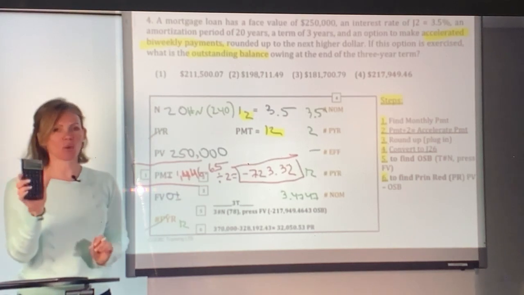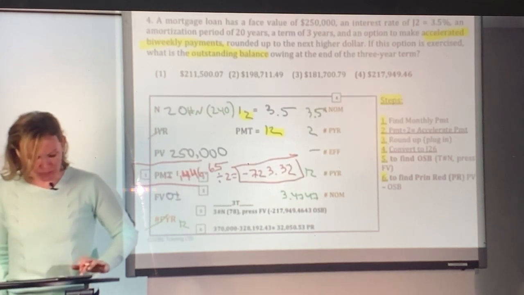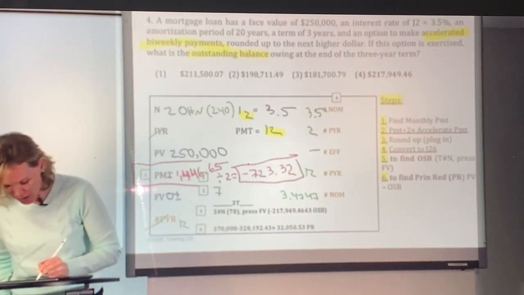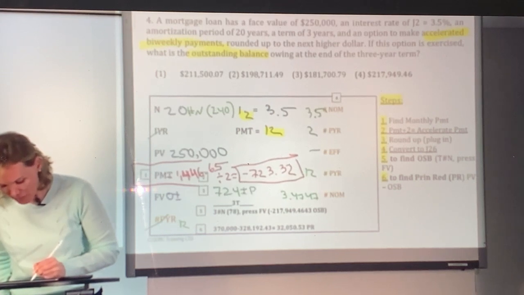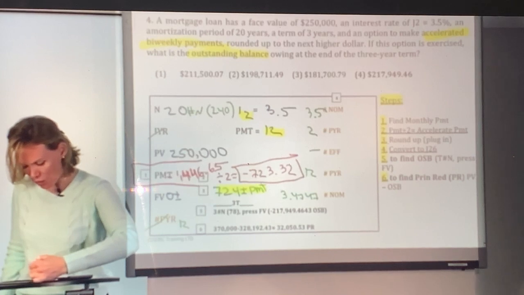So when you see that 723 on your screen, change it up to 724. So do that on top of your screen. Do 724 plus minus, and then press PMT. So 724 plus minus PMT. Okay. So put that payment in. Make sure it stays inside of it. So that's our accelerated payment that they want from us.